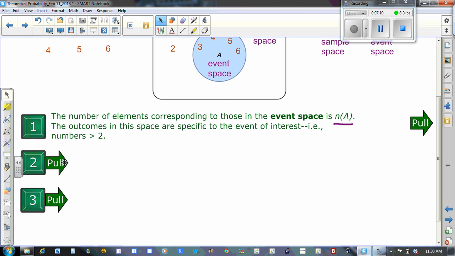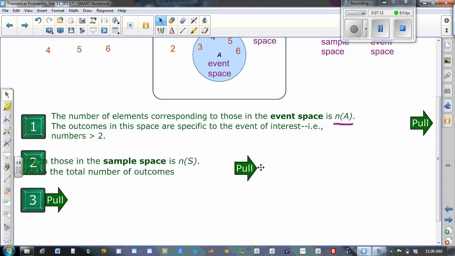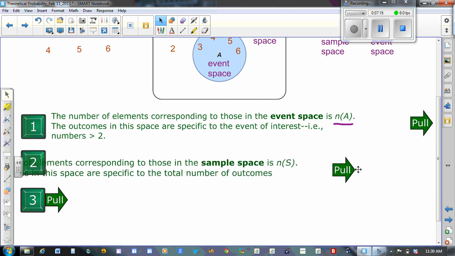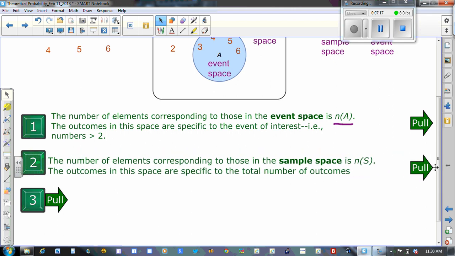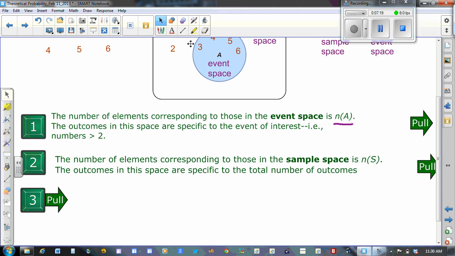On the other hand, when we look at the entire space or sample space, we're going to refer to that as n of S. So the number of elements in the sample space. That represents the total number of outcomes, in this case 6 possibilities for that simple event.